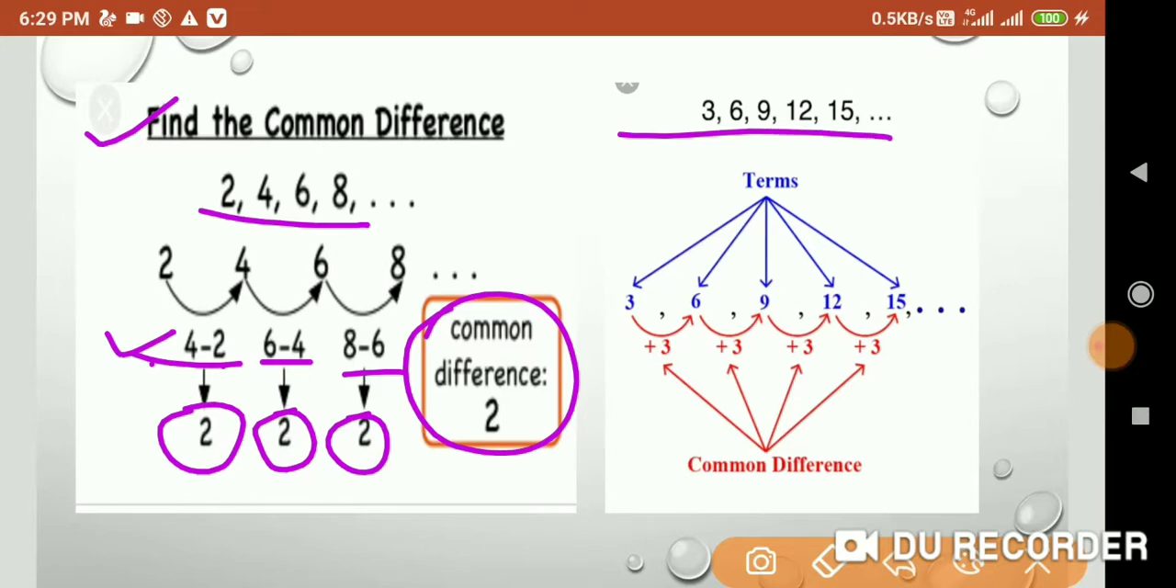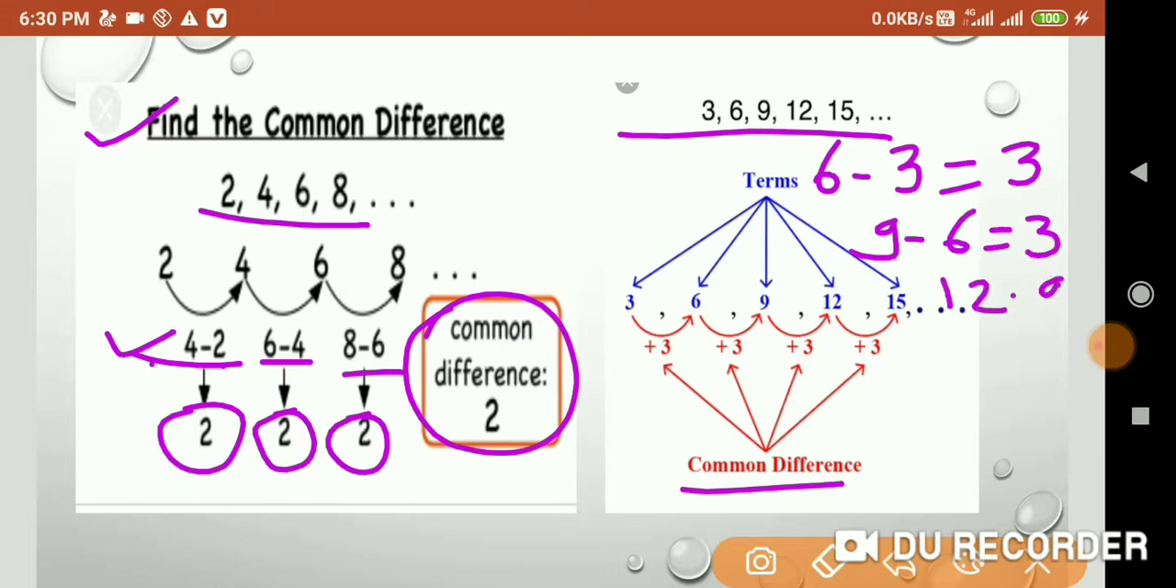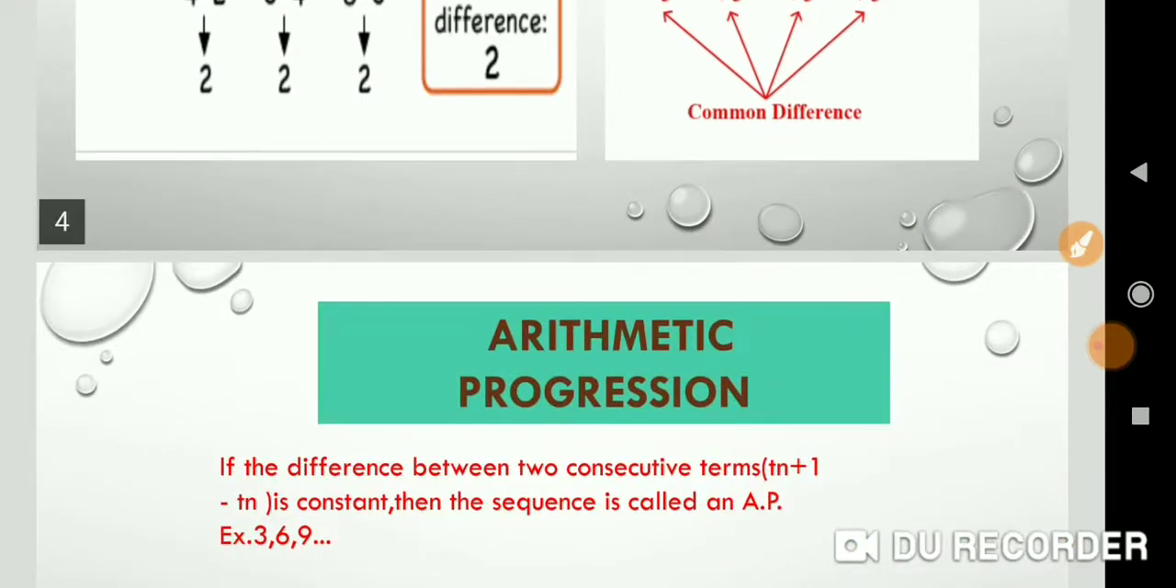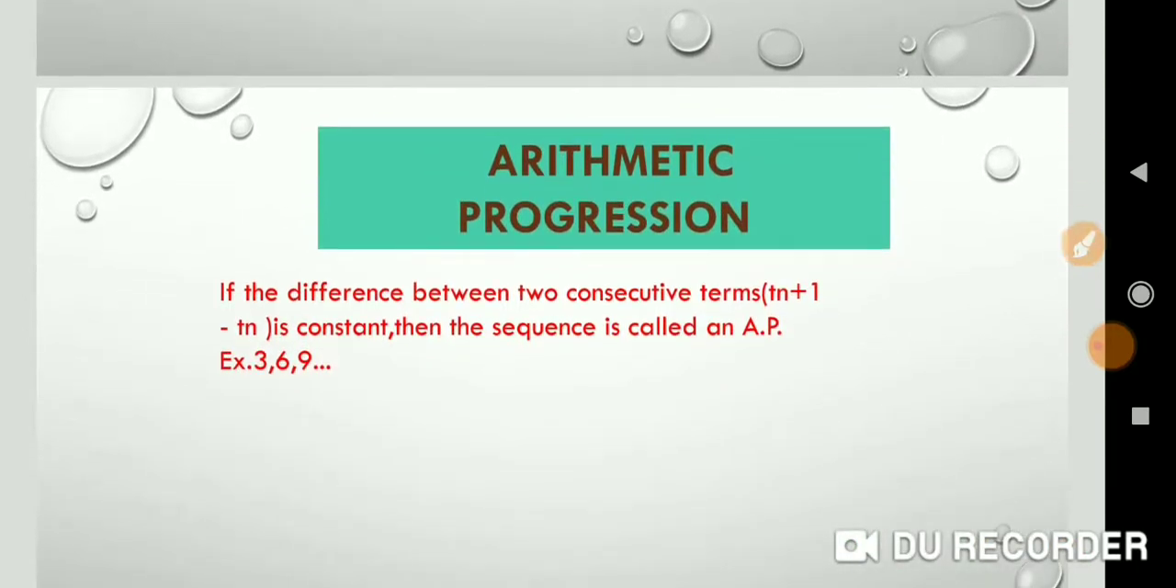Now see the second example. 3, 6, 9, 12 and 15. Here again the common difference between the consecutive terms. That means 6 minus 3 is equal to 3. 9 minus 6 is equal to 3. 12 minus 9 is equal to 3. That means here again the common difference is constant. It is the same and it is 3. Therefore, since the difference between two consecutive terms is constant, that difference is called the common difference d.